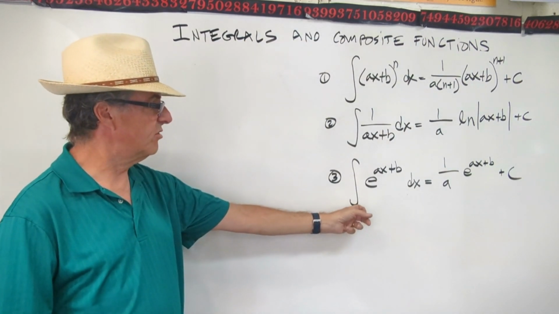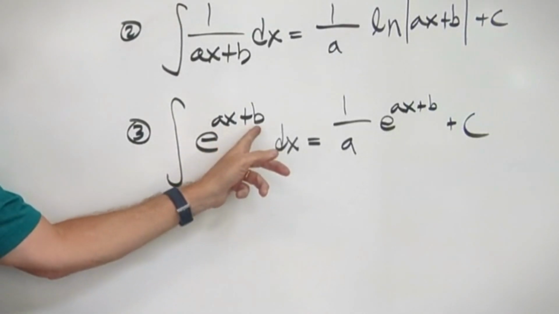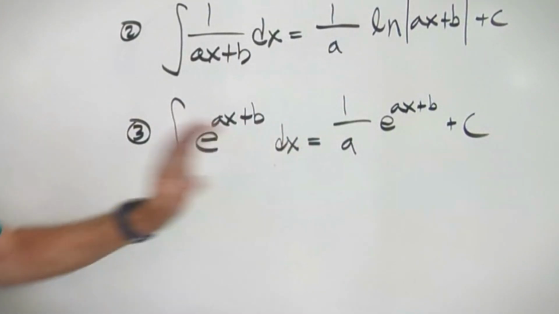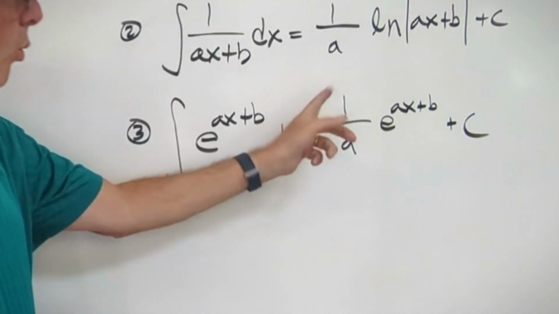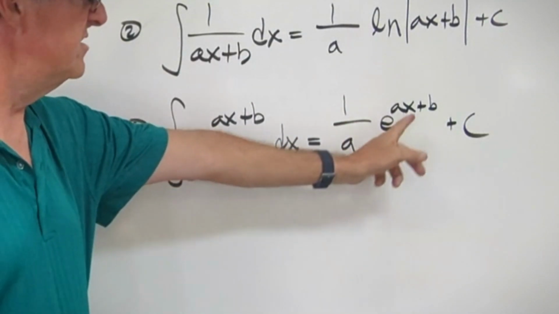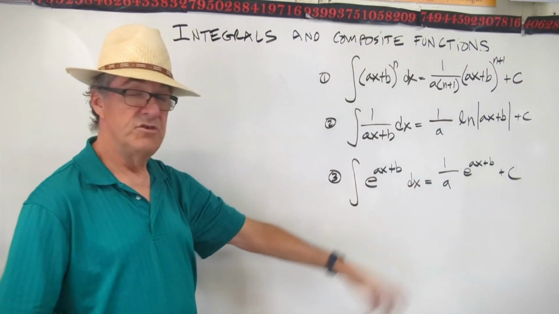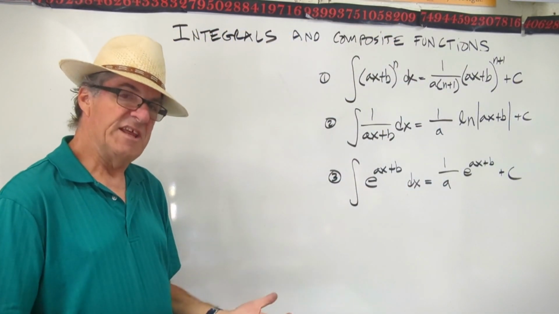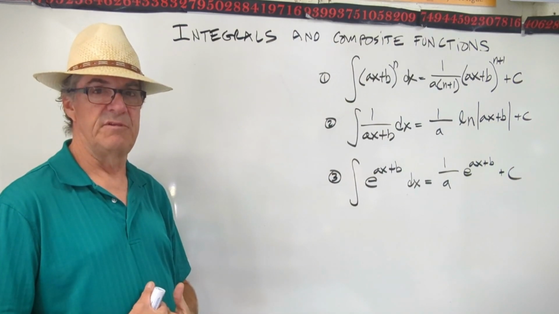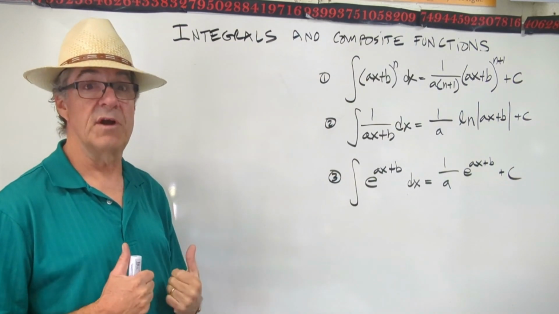If we're taking the integral of e to the ax plus b dx, then what we're going to get with that one is 1 over a times e to the ax plus b plus c. So 3 new rules, although fairly similar to things you've seen before. Okay, so let's do a problem.